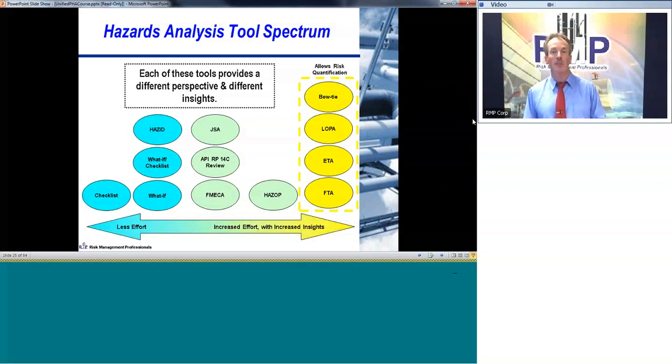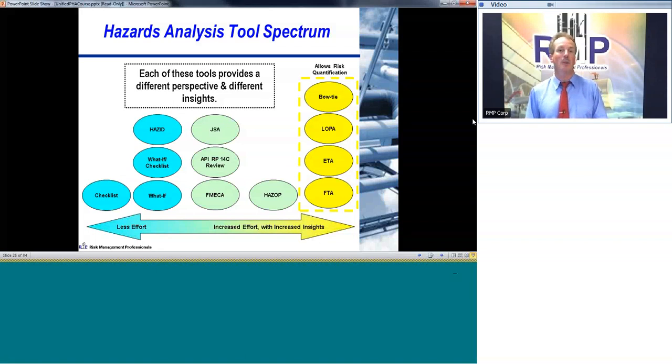And for the facility level hazards analysis, we'll be focusing on HAZOP for our little explanation and example. The one thing to keep in mind is these tools provide higher complexity, higher effort on the right side, lower complexity, low effort, fewer insights on the left side. So you want to match the tool to the need.